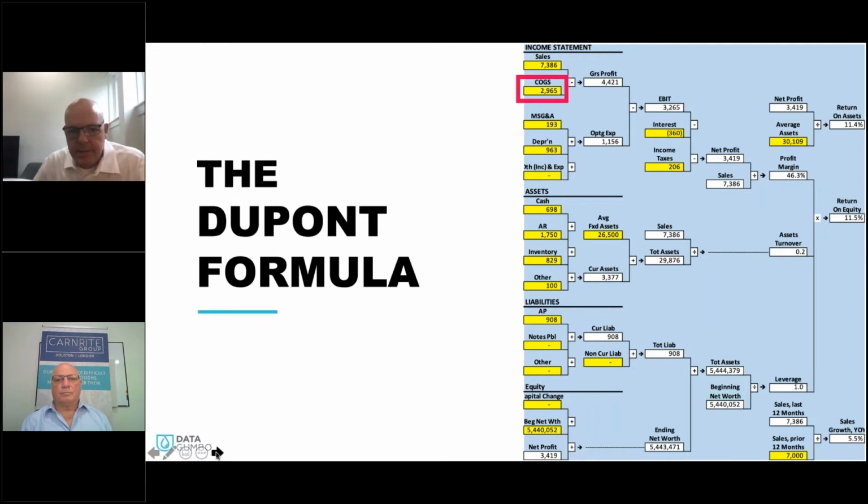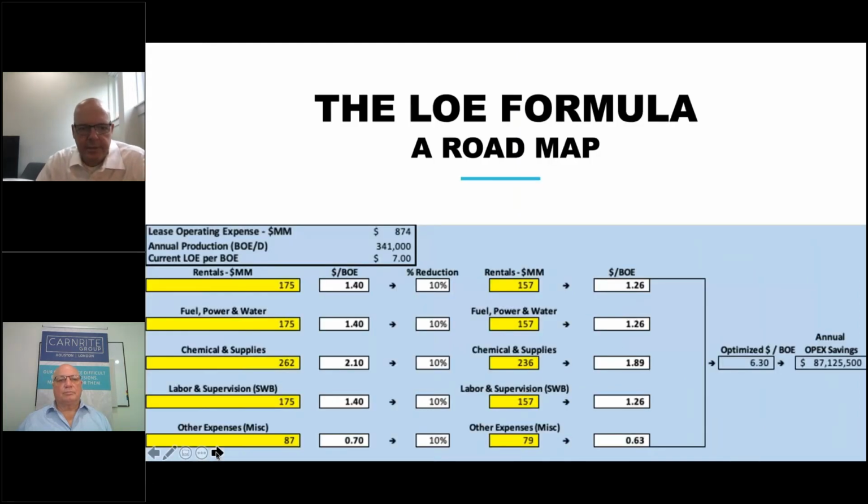So this is the DuPont formula. It was invented by the DuPont company in the 1920s as a way of integrating your income statement and your balance sheet, and to provide complete transparency into the financial operation of your company. And that cost of goods sold box at the top there is derived for an oil and gas company by these aspects of the LOE. So this is how we start looking at a roadmap of how we can directly impact the cost of goods sold for an oil and gas company.